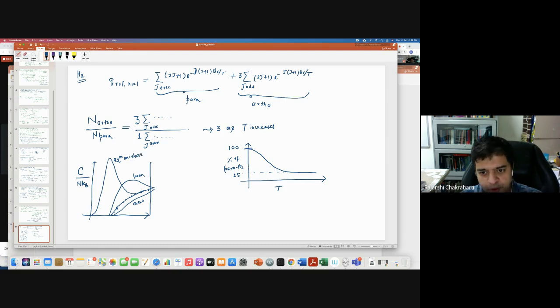Why is it happening? Because at any temperature, or if the temperature is low rather, the conversion between ortho and para is negligibly small. So in experiment, you cool the system, you prepare it. Let me tell you what you do actually in experiment.